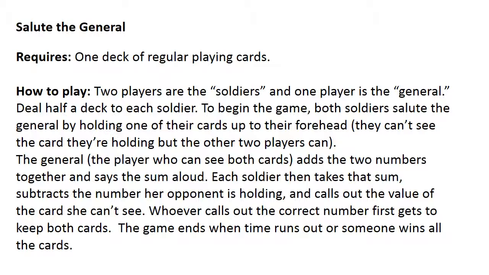The general, who is the player that can see both cards, adds the 2 numbers together and says the sum out loud. Each soldier then takes that sum, subtracts the number their opponent is holding to their head, and calls out the value of the card they can't see, which would be the value of their own card. Whoever calls out the correct answer first gets to keep both cards. The game ends when time runs out or someone wins all the cards.